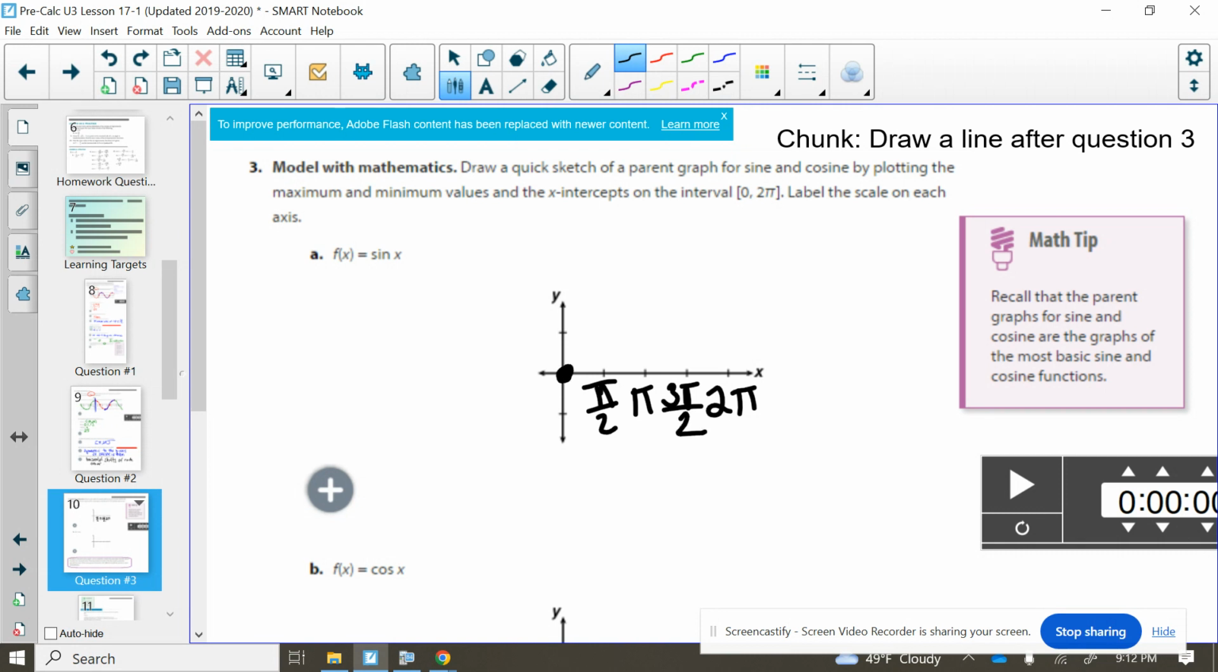And sine is always going to start at 0, go up, down. Think about the y values at 0, pi over 2, pi, 3 pi over 2, and 2 pi. Again, all those y values, those output values for that graph.